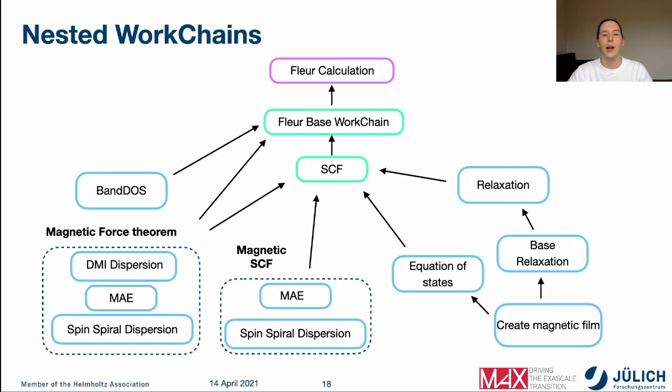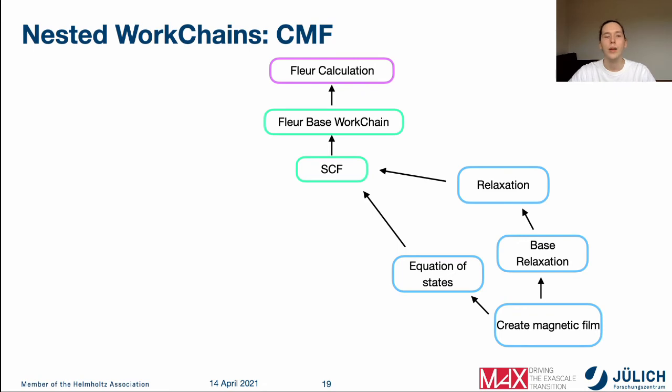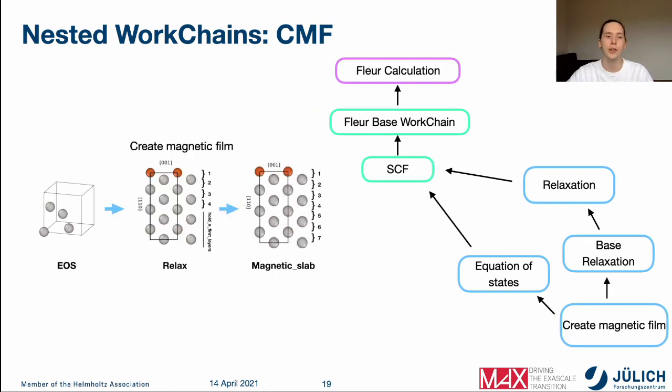Now, let's have a look at the more complicated WorkChain, the Create Magnetic Film WorkChain. This WorkChain uses the equation of states WorkChain and the relaxation WorkChain in order to achieve the result. And the main goal of the Create Magnetic Film WorkChain is to construct a fully relaxed film of a deposited magnetic layer on the substrate. For example, iron on top of platinum. And to do this, first of all, the lattice constant of the substrate has to be relaxed. And then we should relax the interlayer distance between the magnetic layer and the substrate. And as you see, we implement the logic within a single Create Magnetic Film WorkChain, which simplifies the work.